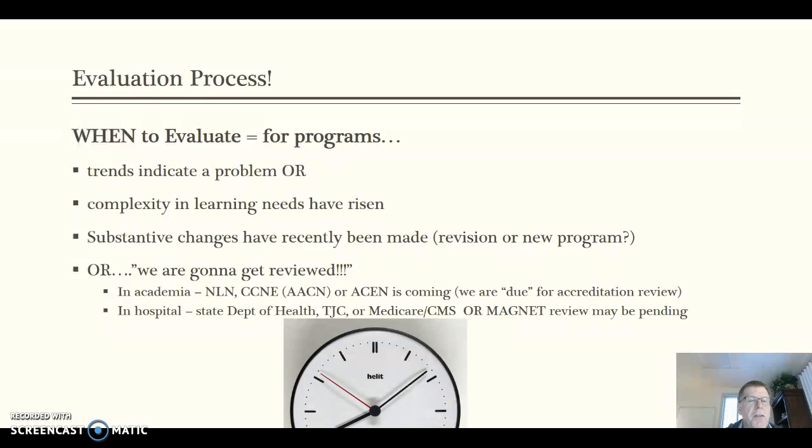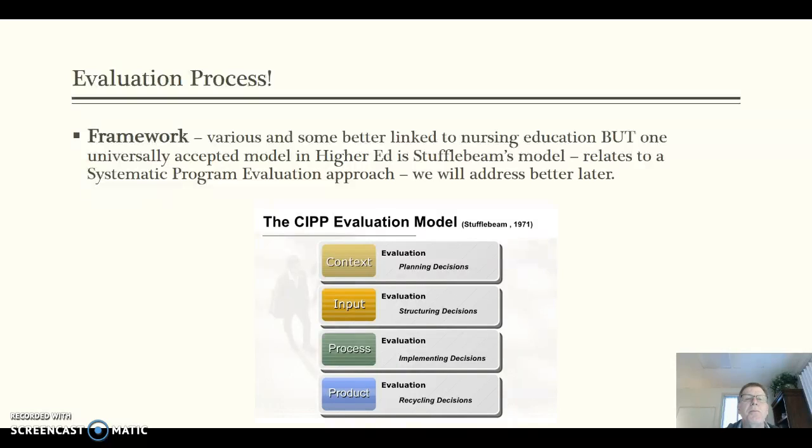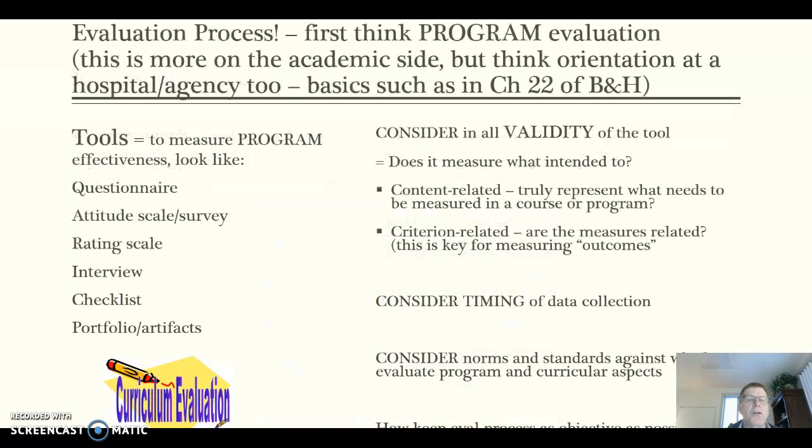Relative to new things arising, we already touched upon that before, let alone some timeline for being due for accreditation or due for review. A good framework, one of those that's been out there for a long time, Stufflebeam's model. It's one that's referred to quite a bit. So think about this from a process standpoint, how that works, but it does touch upon the idea of context, let alone input, process, and product. So a very relevant model that's used by many in academic and institutional settings.